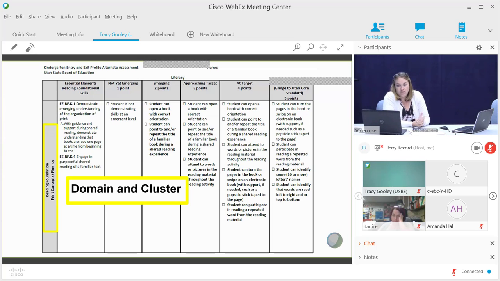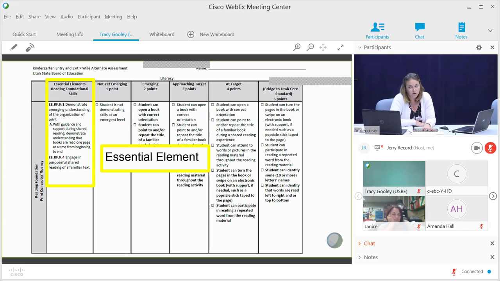So let's take a look at our first rubric and how they are laid out. So on the left-hand side, you're going to find your domain and cluster, and those are pulled straight from the essential elements. So if you look at our first one here, under Reading Foundations, this one is Print Concepts and Fluency. So this is the one that we combined. As you move across your rubric, you're going to find our essential element. So for here, we have the two essential elements combined. So we wrote those out for you.